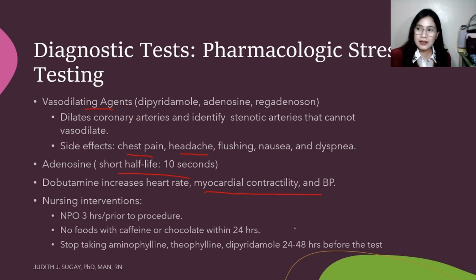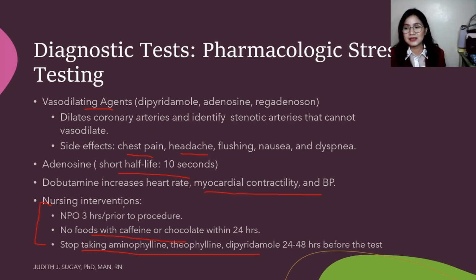So still, I'm talking about part of the stress testing. NPO, and then no foods with caffeine or chocolate. These are stimulants, within 24 hours. And the client will be asked to stop taking aminophylline, theophylline, and dipyridamole, the vasodilating agents, before the test.